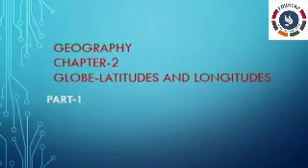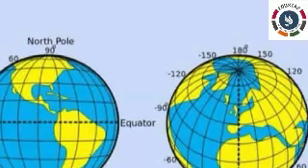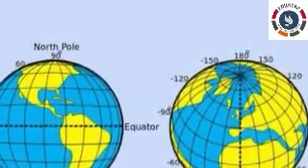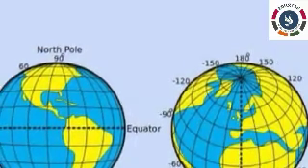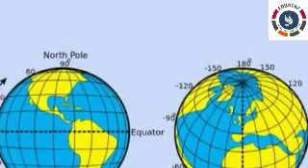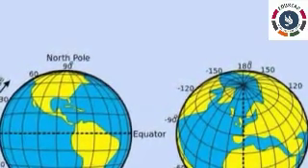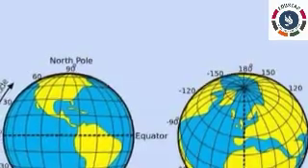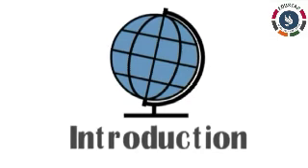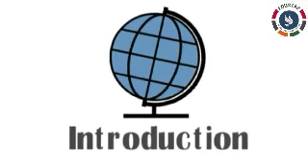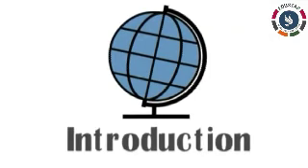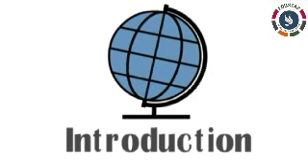Yes, in geography, the first chapter is the Earth in the Solar System. In that chapter, you have learned that our planet Earth is not a sphere. It is slightly flattened at the north and the south poles and bulges in the middle. And also, you know, the Earth was known as a geoid. Geoid means what? Spherical in the middle and flattened at the poles.